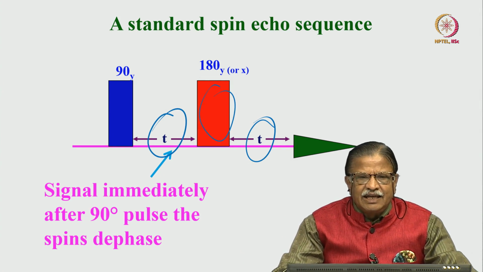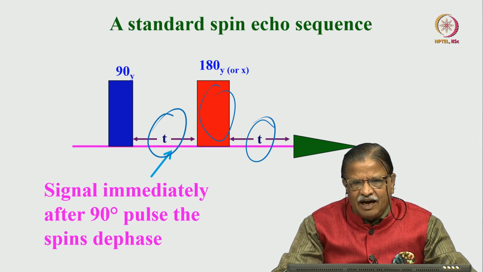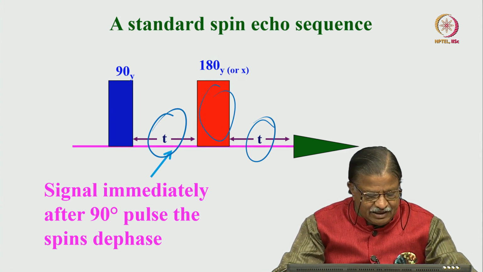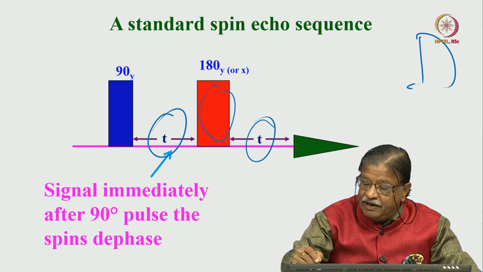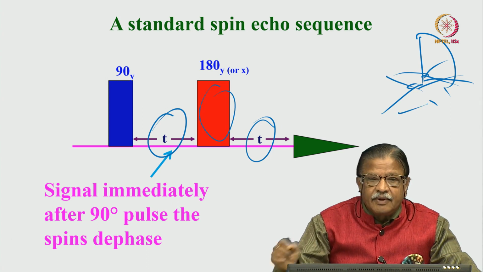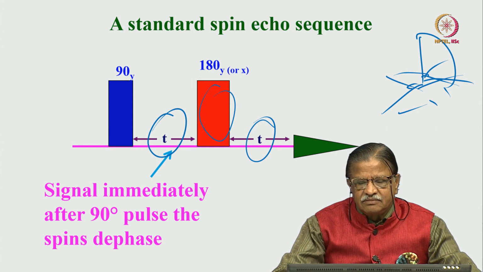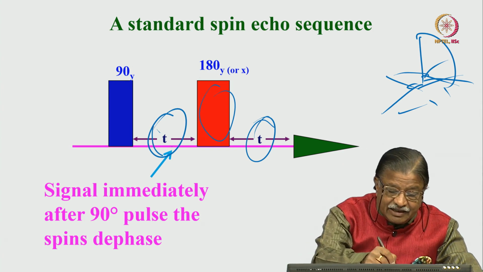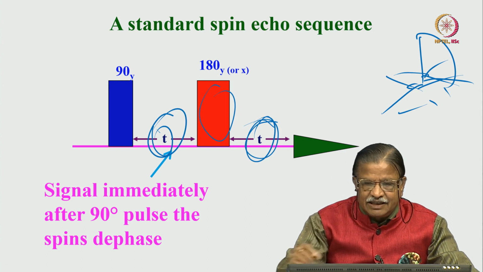But here, after the 90 pulse, the magnetization comes to the XY plane and the spins start dephasing. After some time, you apply a 180 pulse and give some delay, an equal delay. This and this should be equal. And then start collecting the signal.